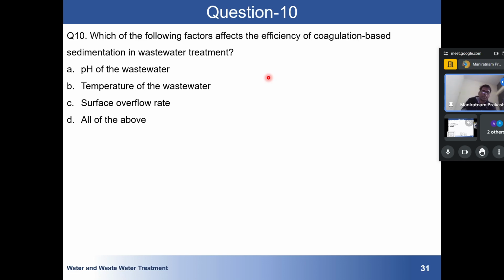So remember one thing, the main aim of coagulation is that we have to add some chemical, it will do some reaction, it will change the property of the system, and it will flocculate. So how is this coagulation and sedimentation affected? There are four options: pH of the wastewater, temperature of the wastewater, surface overflow rate, or all of the above. So I will discuss one by one.